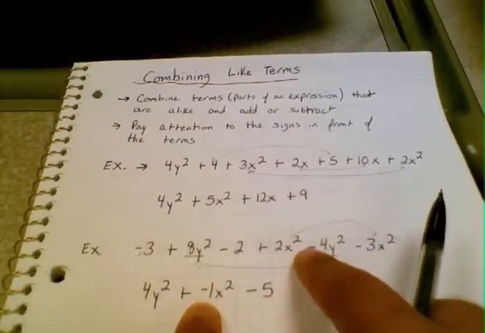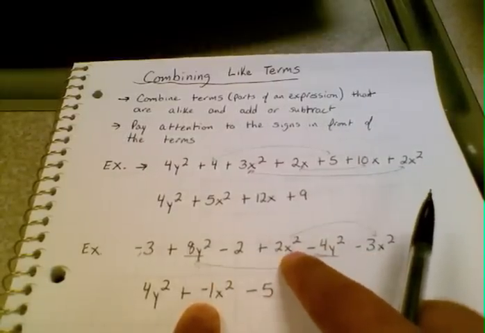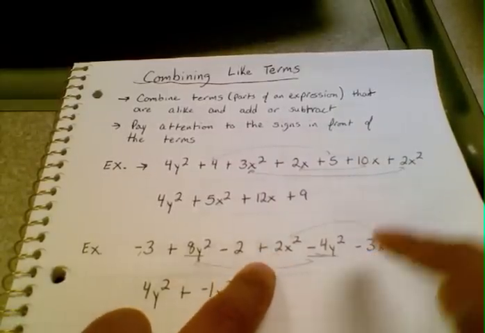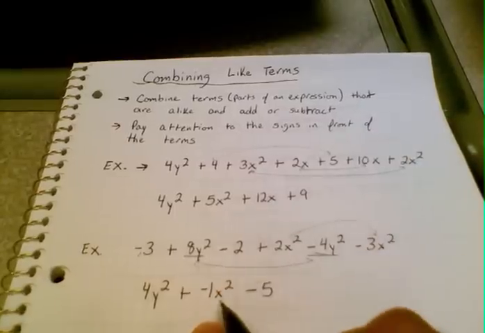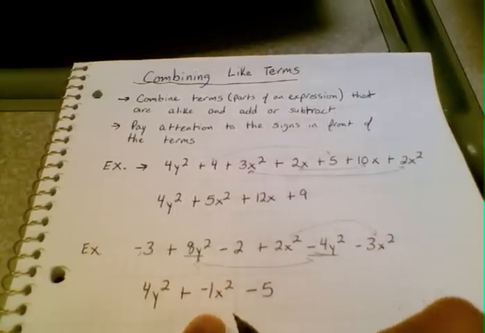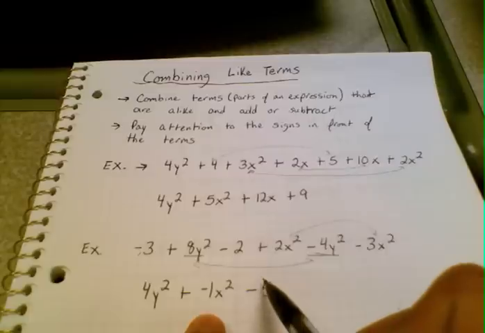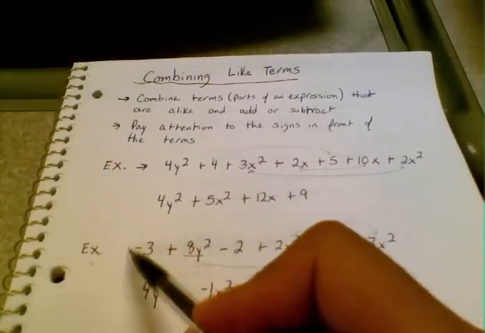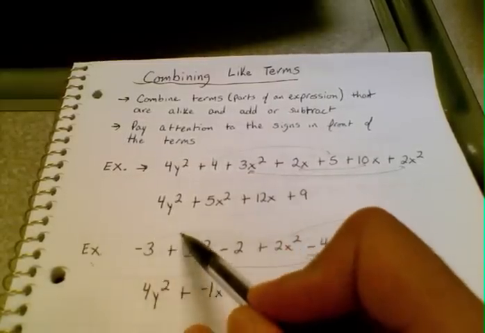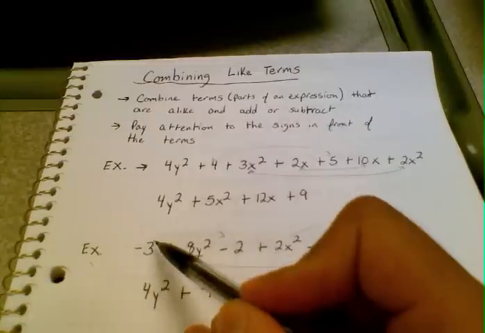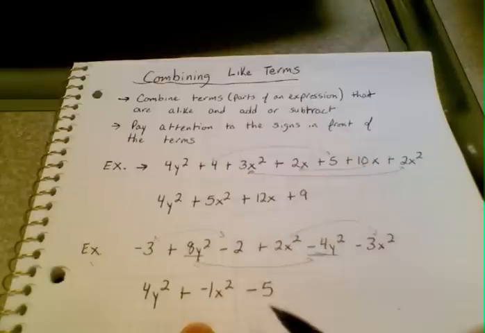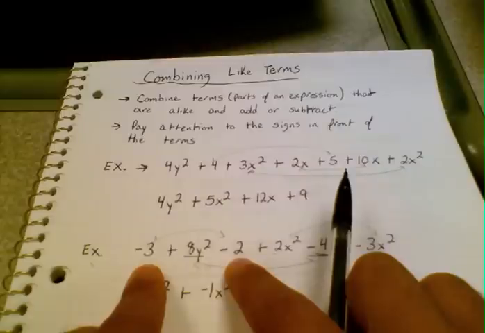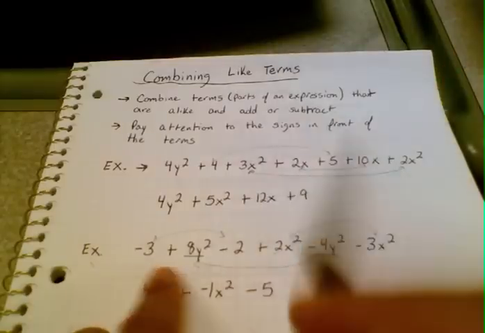And again, I just have the x squared term with the other x squared term. In this case, it's 2x squared with negative 3x squared, or 2x squared minus 3x squared. And that is how I get negative 1x squared. Now I'm going to see how I got negative 5 or minus 5. Well, I see my negative 3 right here. I'm just going to subtract 2. So negative 3 minus 2 is negative 5. And again, I can't add or subtract anything else with the -3 and -2 there.